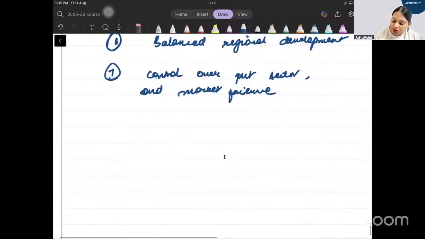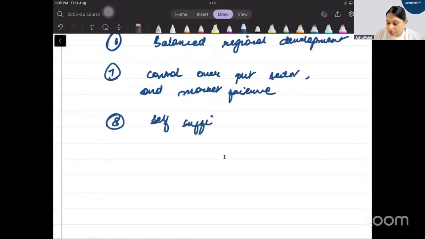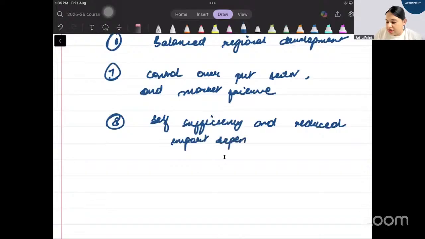Right? Okay, eighth, self-sufficiency and reduced import dependence.